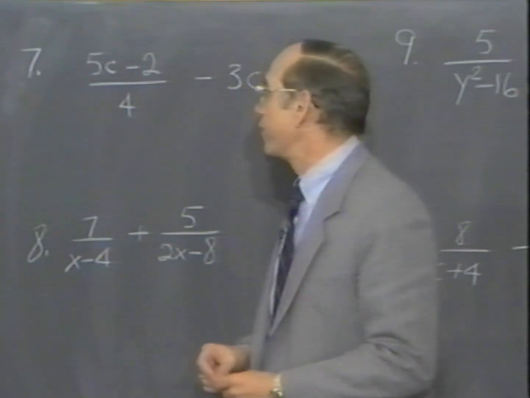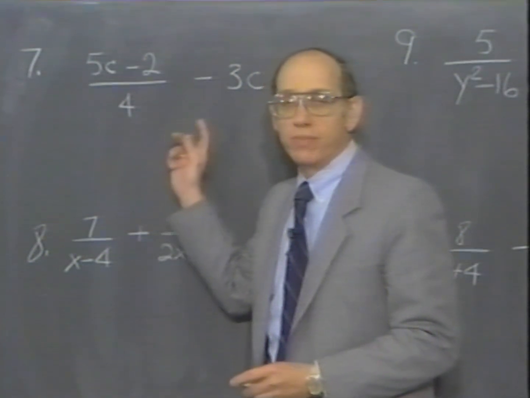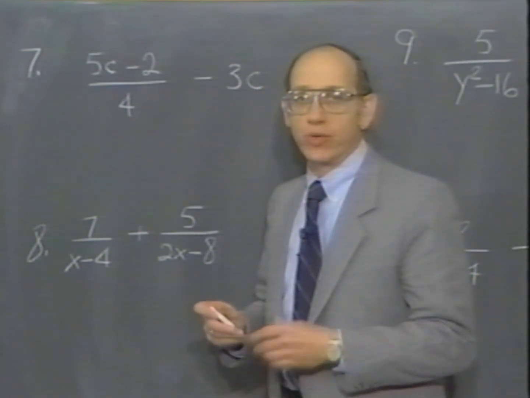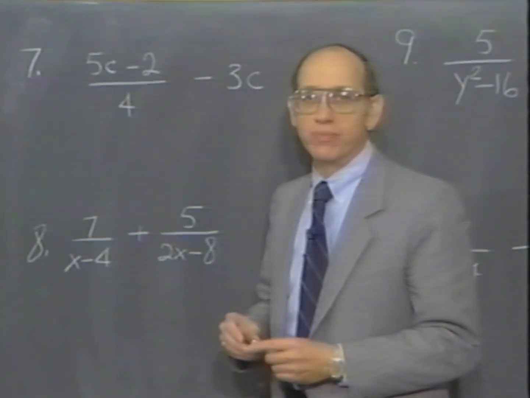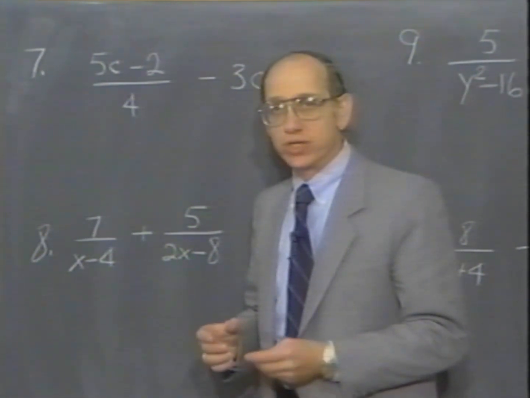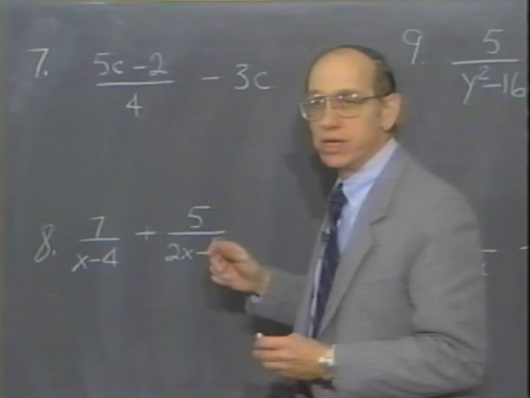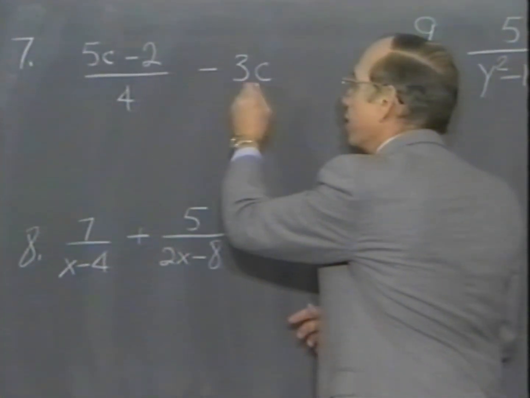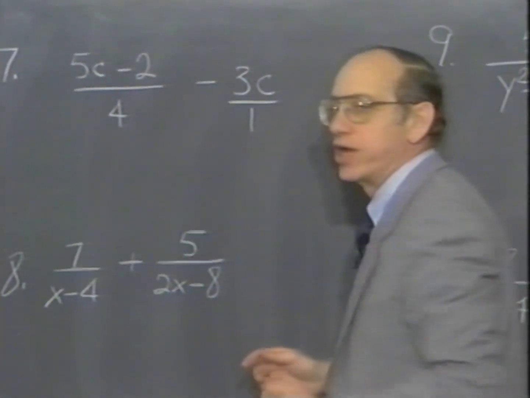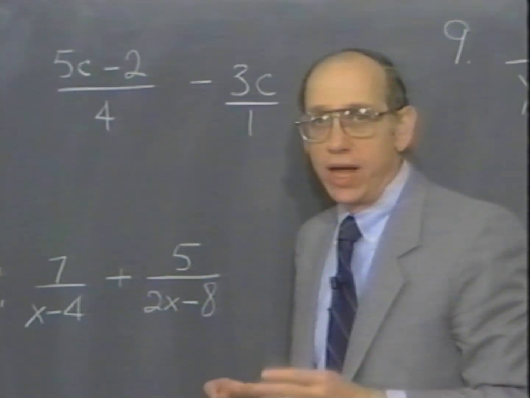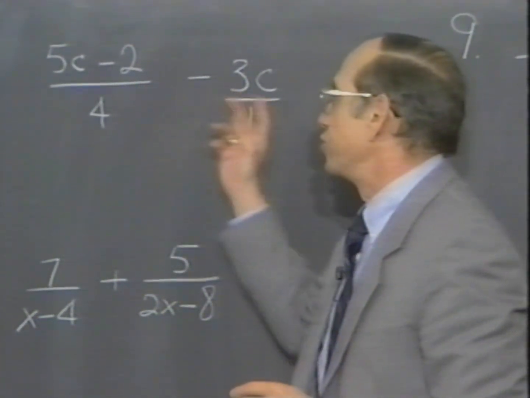In problem 7, we have a fraction minus a monomial. This will be the equivalent in numbers of a fraction minus a whole number. And of course, the way we handle that is to realize that the monomial, 3c, can be thought of as a fraction, that is 3c divided by 1. And now you see you have a fraction minus a fraction.